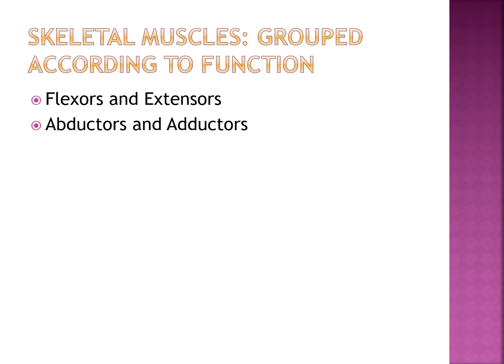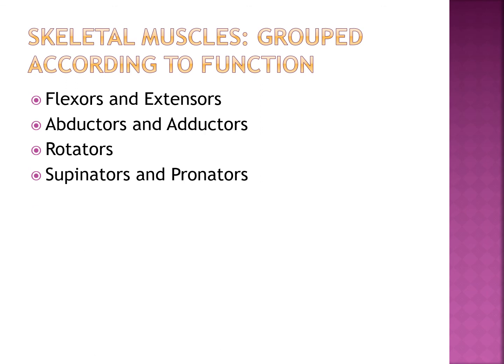We then have abductors and adductors. When you abduct something, you take it away. When you add something, you put it together. Abductors are going to take a joint away from your body. Like when you raise your hand, that would be an abductor. Okay? You're moving your arm away from your body. When you bring your arm back down, that would be an adductor.